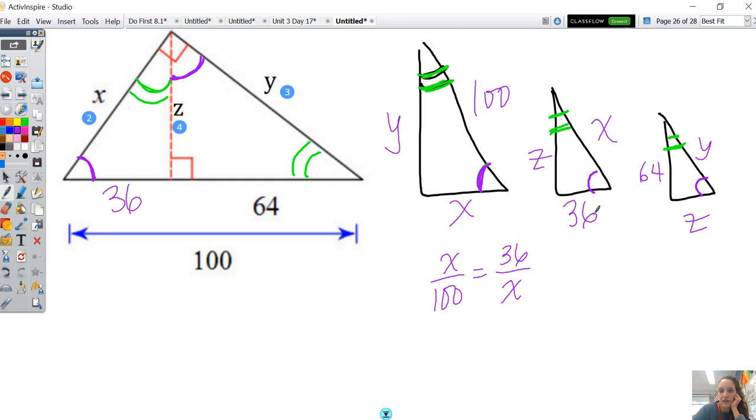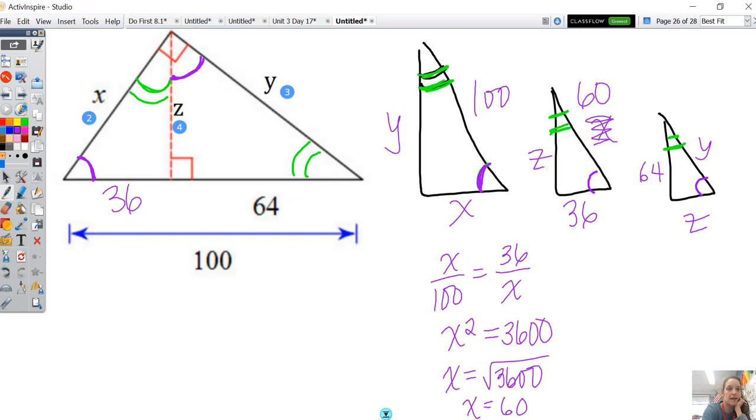Or I could do X over 36 equals 100 over X. Either way, I'm going to cross multiply and I'll get X squared equals 3600. And so when you take the square root of that and simplify it, you'll get X is 60. So now you know that X is 60.